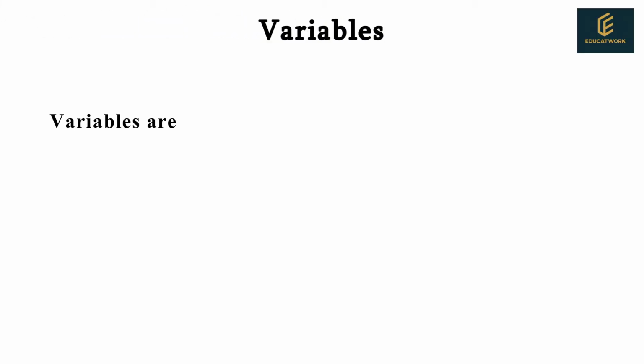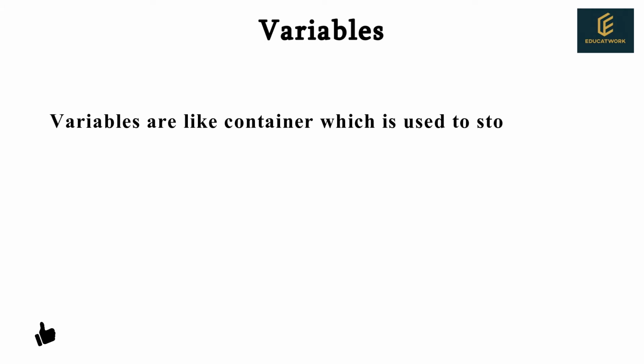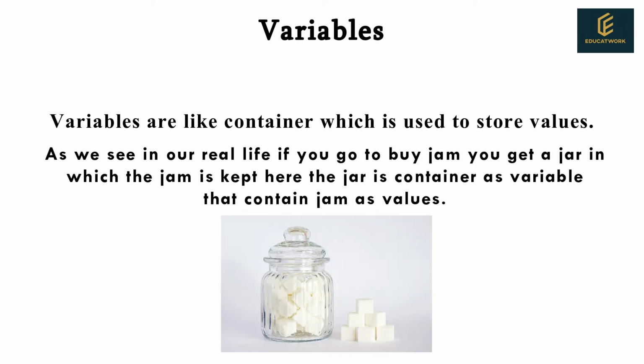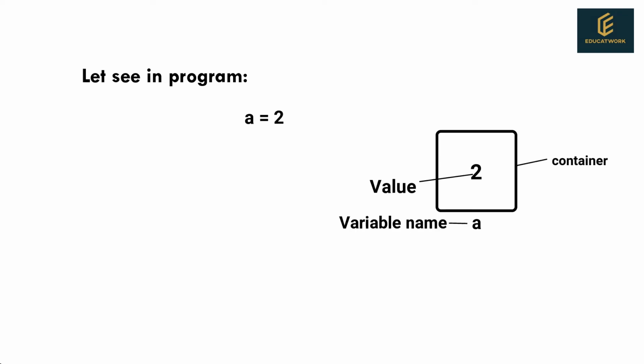Variables. Variables are like containers, which are used to store values. As we see in real life, if you go to buy jam you get a jar in which the jam is kept. Here the jar is the container, the variable, and the jam is the value. Let's see it in a program. As you initialize a variable, let's say a equals 2, it will create a space in memory named a, whose value is 2. As you see here, the box shows the memory space named a, and value 2.